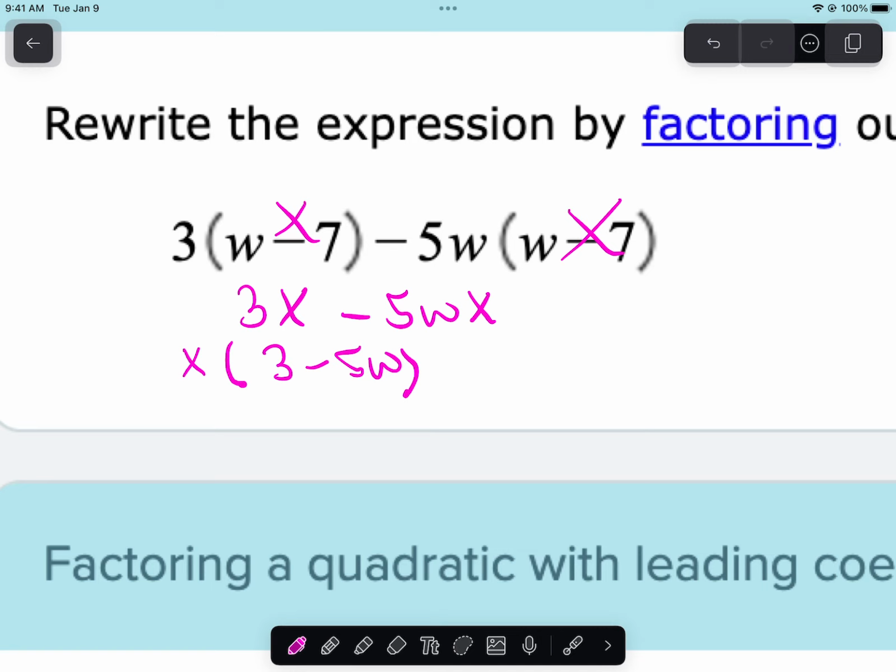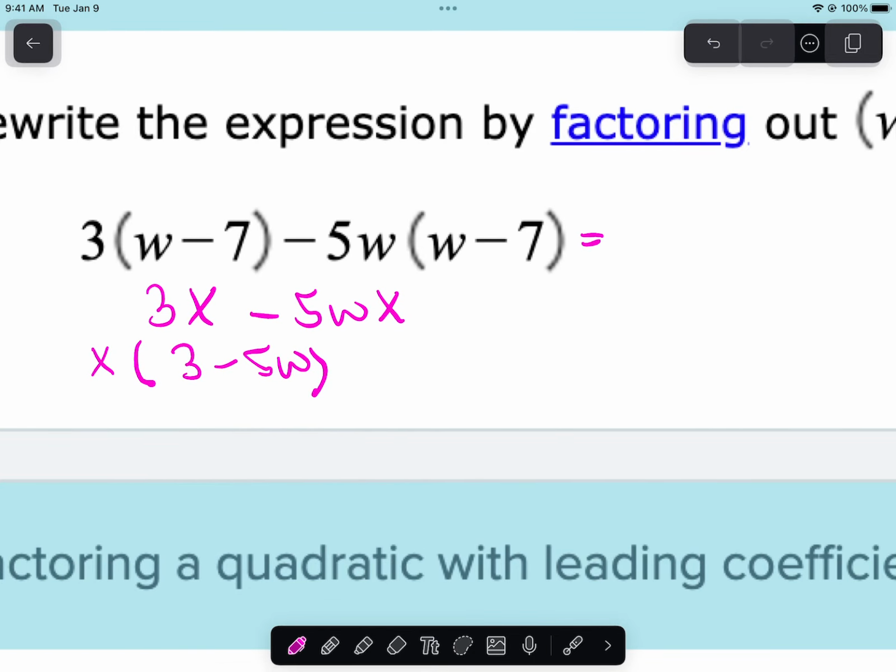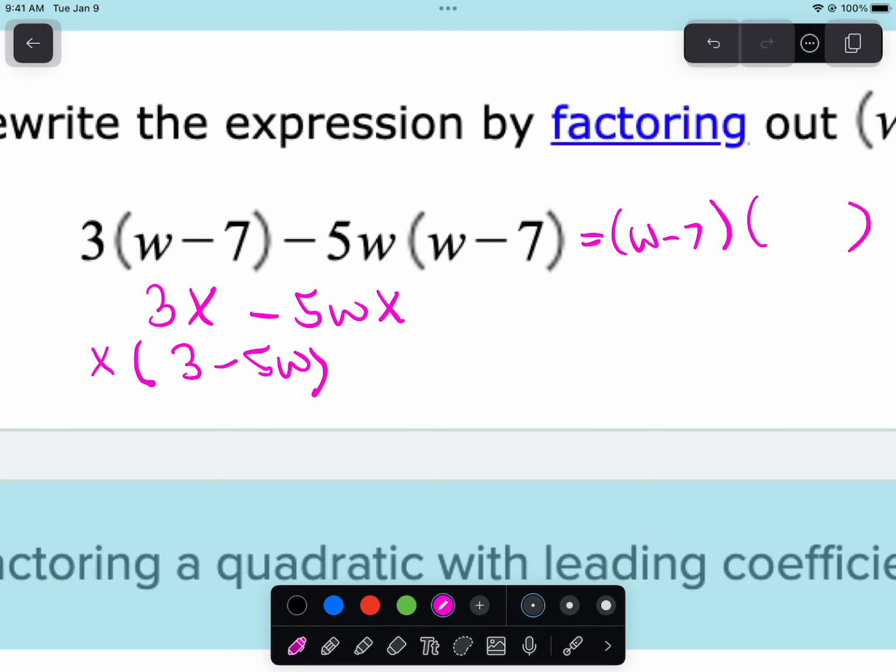That is exactly what happens here. Let me go back to what was originally on the page. They both contain this stuff, so I can take that stuff out. When I take that stuff out, I am left with a 3 for the first one and a negative 5w for the second one. See how this came out, this was left. Does that make sense how that one works?